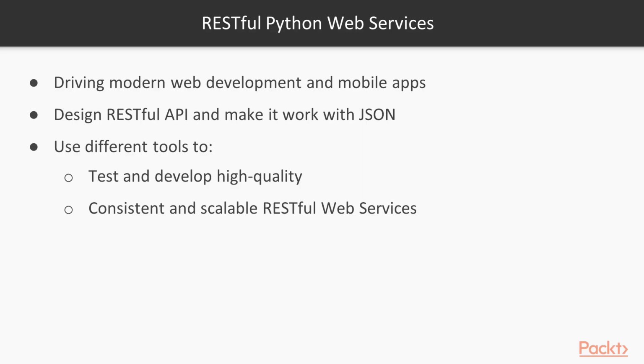Okay, so let's now talk about RESTful Python Web Services. Representational state transfer is the architectural style that is driving modern web development and mobile apps. Sometimes you have to interact with an existing API, and in other cases, you have to design a RESTful API from scratch and make it work with JavaScript object notation. We will work with the web framework in combination with additional Python packages that will simplify the most common tasks. We will learn to use different tools to test and develop high-quality, consistent and scalable RESTful web services. We will also take advantage of object-oriented programming to maximize code reuse and minimize maintenance costs.